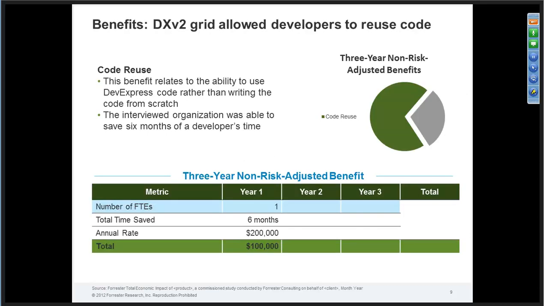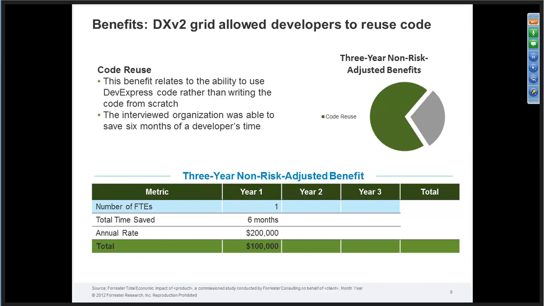So with the TEI framework, the first thing that we look at is, well, what are the benefits that you got from using the product? There were two primary benefits that we saw in this case. The largest of those benefits from an economic perspective was the value that they got out of reusing the code compared to what it would have cost them to write an equivalent piece of functionality from scratch. The team that we talked to felt that they easily saved at least 6 man-months of development just by using the DXV2 grid control in this particular application on a single application.